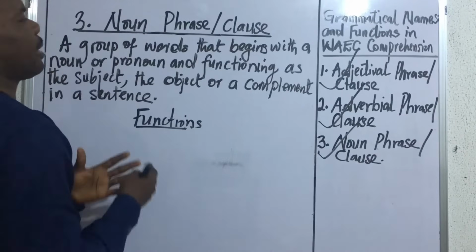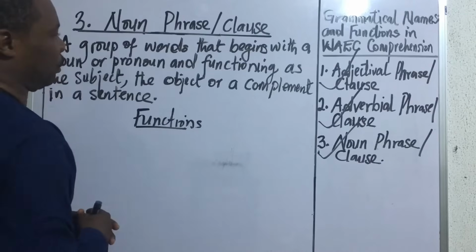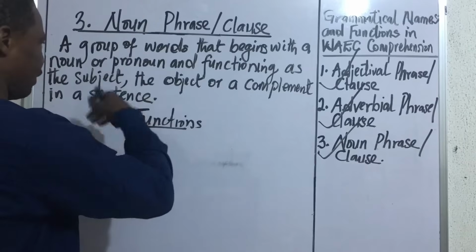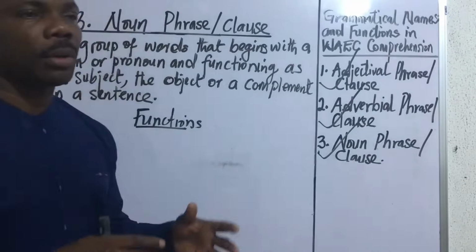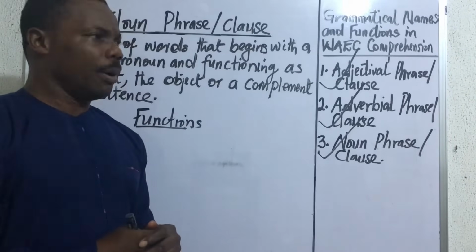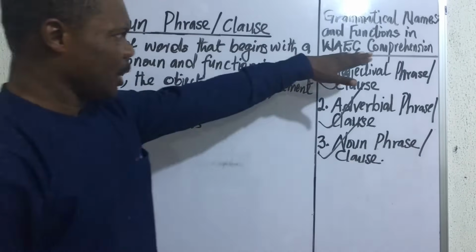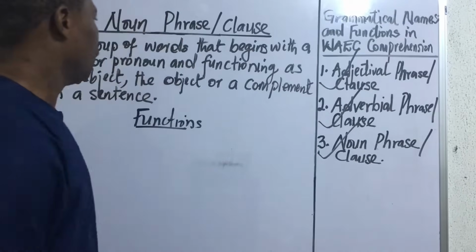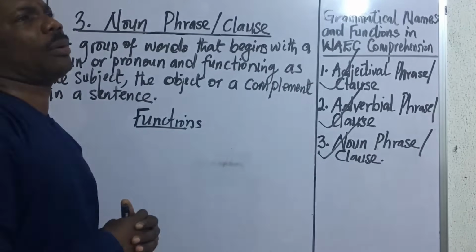The functions that a noun phrase or a noun clause can perform in an expression or in a sentence are already contained in our definition here: subject, object, or complement. Now, noun phrases or noun clauses can perform so many functions, okay? But for the purpose of this discussion, and especially based on what normally comes in WAEC, we are going to talk about 6 functions of a noun clause.